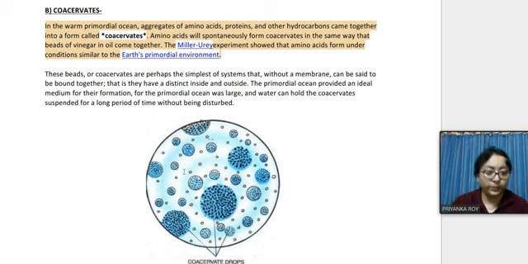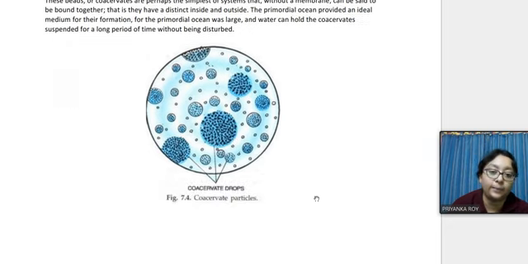The primordial soup theory provided an ideal medium for the formation of these coacervates. Since the primordial ocean was large, water could hold a large number of coacervates for a long period of time without being disturbed. So amino acids formed under conditions very similar to the Earth's primordial environment, and they form these drops called coacervate drops, which contain a lot of substances like amino acids, etc. inside them.